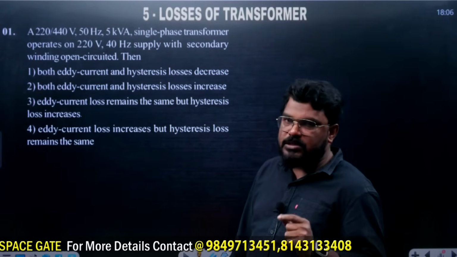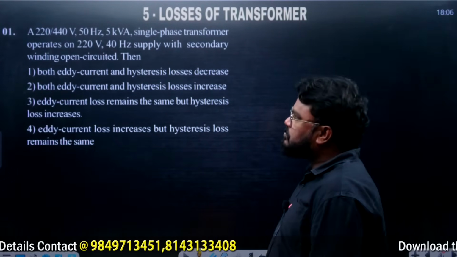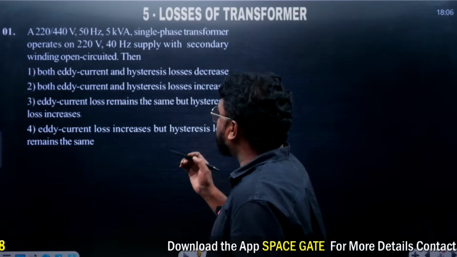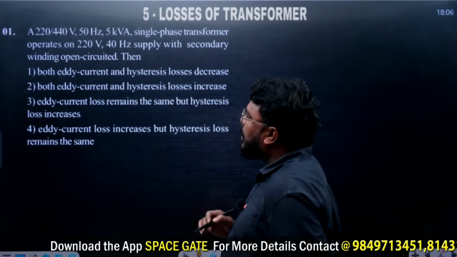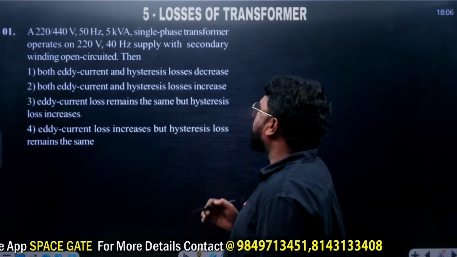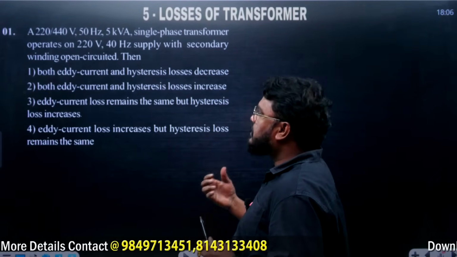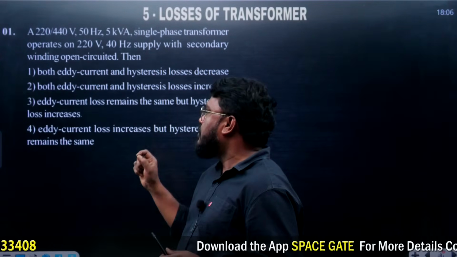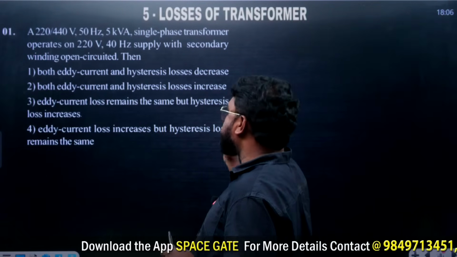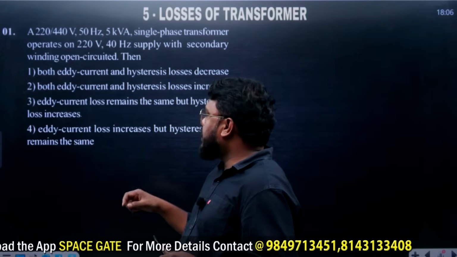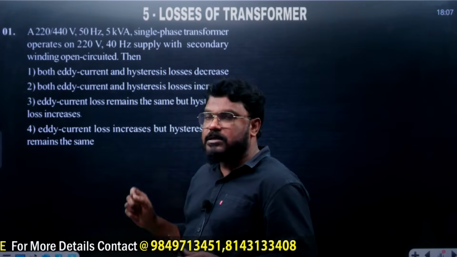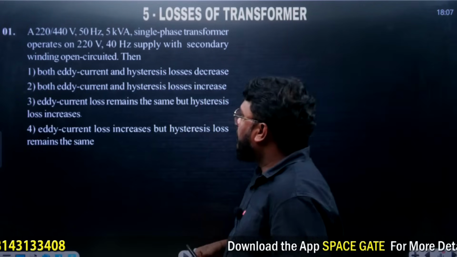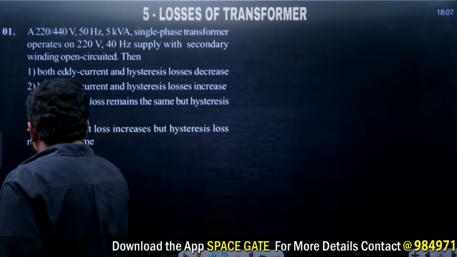Let us solve some questions based on this concept, losses of transformer. Question number 1. A 220 upon 440, 50 Hz, 5 kVA single phase transformer operates on 220 volts, 40 Hz supply with secondary open circuited. Then option 1, both eddy current and hysteresis losses decrease. Option number 2, both eddy current and hysteresis losses increase. Option number 3, eddy current loss remains same but hysteresis loss increases, and option 4, eddy current loss increases but hysteresis loss remains same.